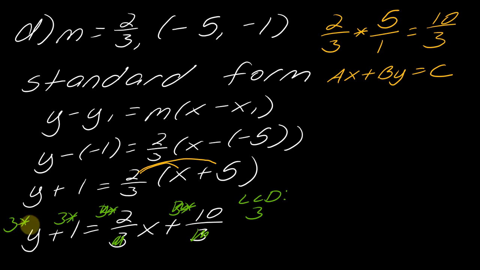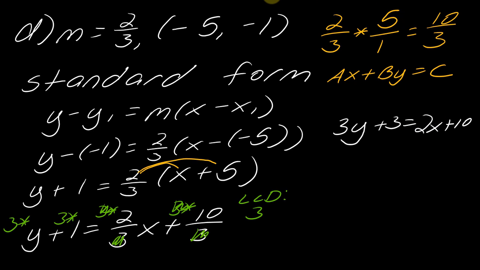I've got 3 times y, so that's 3y. I've got 3 times 1, so that's 3. Here, the 3's cancel out, so I'm just left with this 2x. And then here, the 3's canceled out, so I'm just left with the 10. So here is what I am left with. Now I can finish getting this into that standard form, and I can already see that I've got all whole numbers, or integers. So we're good to go.